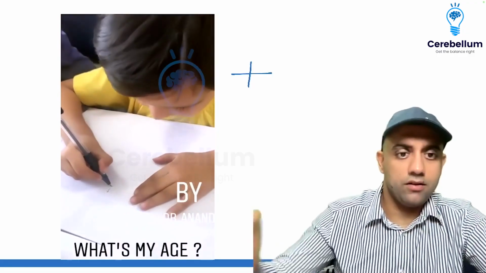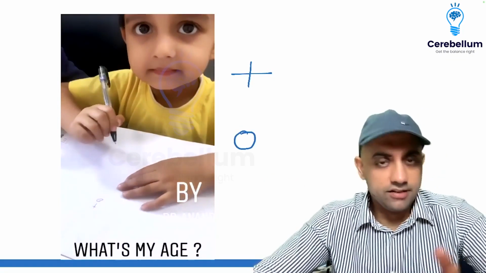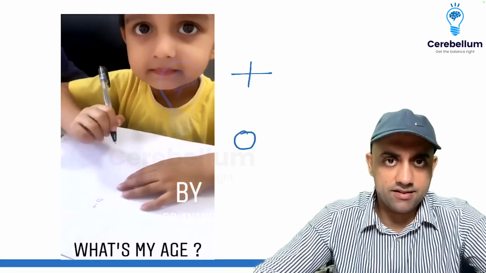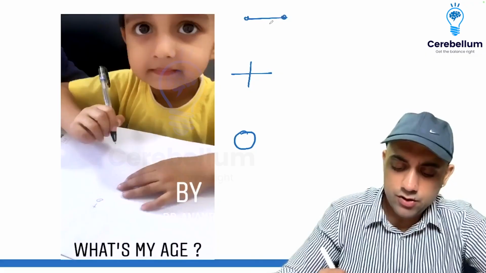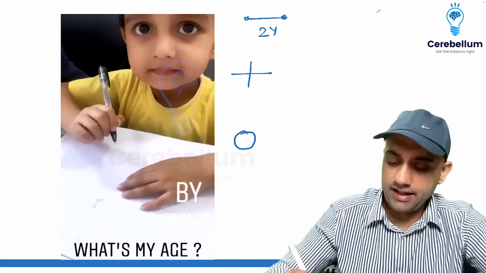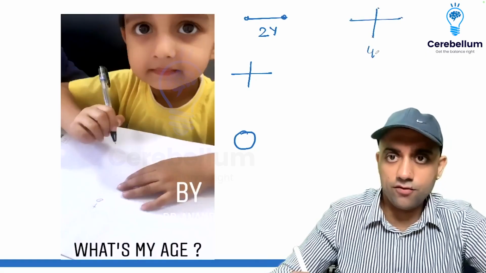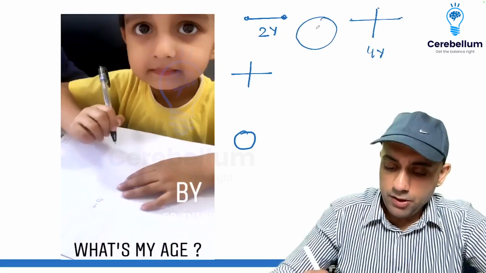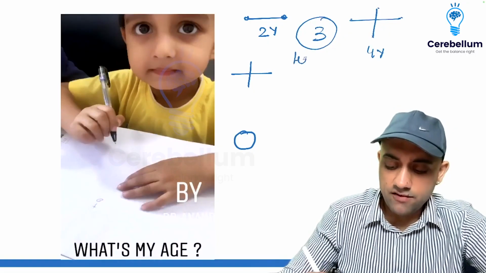This baby was asked to make a plus and he has made a circle. When can we draw a straight line? A straight line has two ends, so a 2-year-old can make a straight line. A plus has 1, 2, 3, 4 ends, so a 4-year-old baby can make a plus. Between 2 and 4, we have 3, so a 3-year-old baby can make a circle, and is making a circle with the right hand.